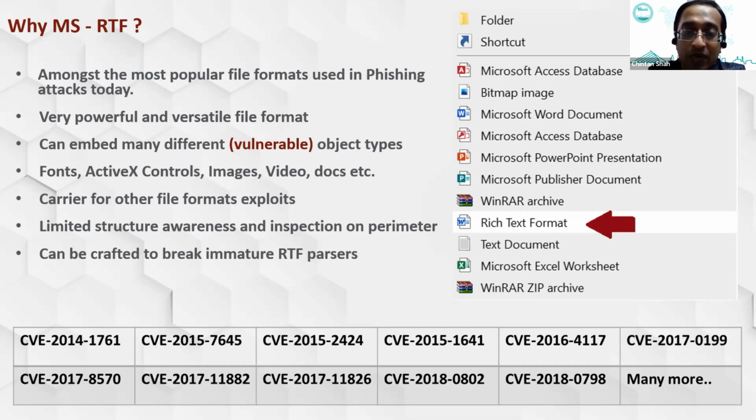So these are some of the primary reasons why RTF has been popular among attackers. Because of the limited structure awareness among perimeter security devices and because of the nested structure, IPS and other perimeter security solutions don't choose to inspect RTF as deeply as they should have. So these are some of the reasons why RTF has been so popular and the go-to file format for attackers.